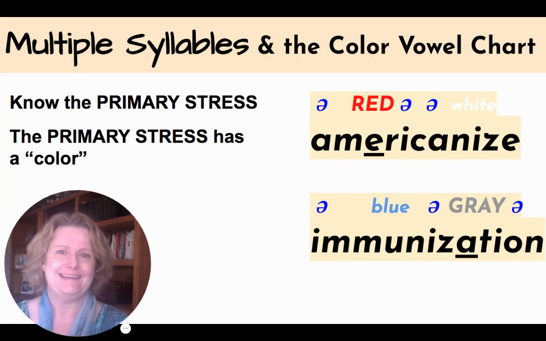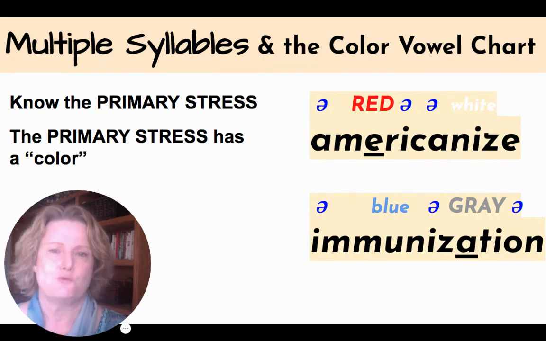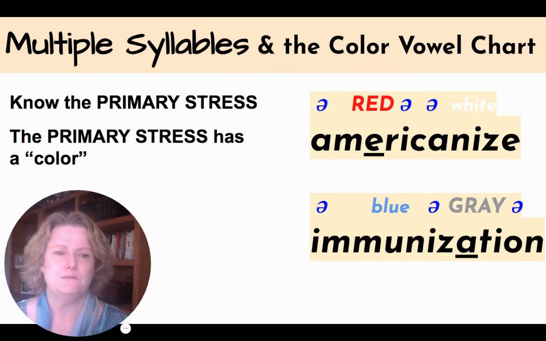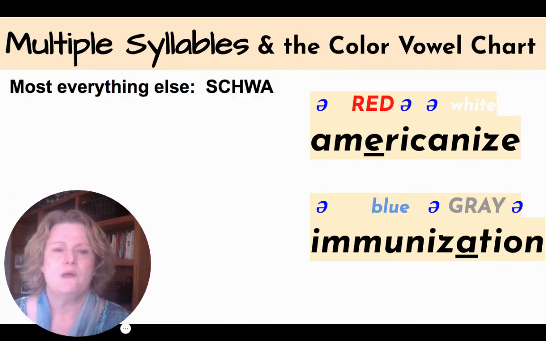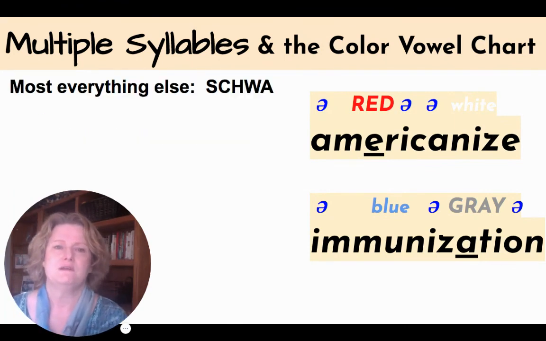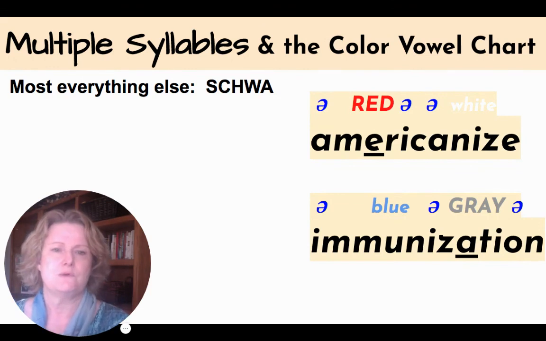A word like immunization with shun words, they have the stress before shun. A, gray. Mu has a little bit of a secondary stress and also has a color blue. Everything else is schwa, immunization. So if you have a long word, you need to know which vowel sound is stressed. Most everything else is schwa.